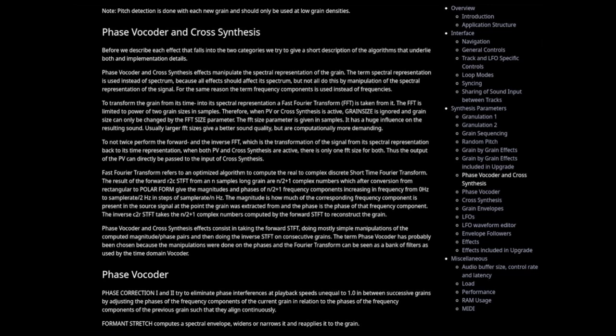To transform the grain from its time into its spectral representation, a fast Fourier transform, FFT, is taken from it. The FFT is limited to power of 2 grain sizes in samples. Therefore, when PV or cross synthesis is active, grain size is ignored and can only be changed by the FFT size parameter. The FFT size parameter is given in samples.